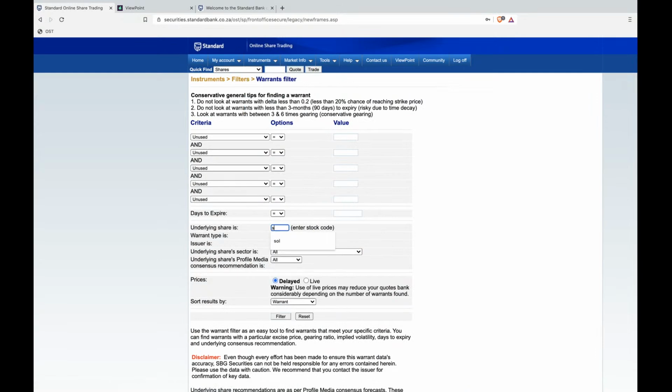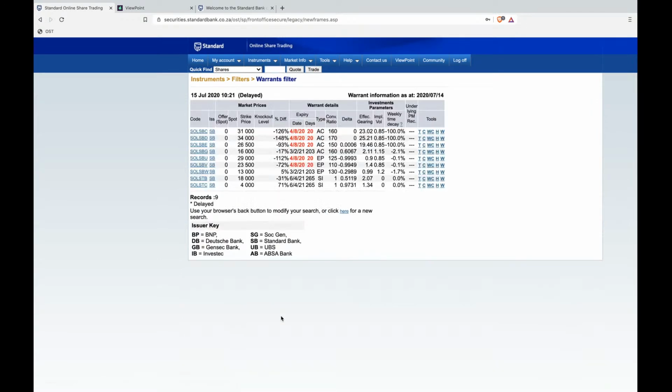Same process. Underlying share is SASL. We search for that. And then boom, we get all the Sassel warrants that are available, but it gives us a lot more information as to the expiry, the types, the current gearing ratios, thetas, deltas, etc., implied volatility, and all those other bits and pieces.